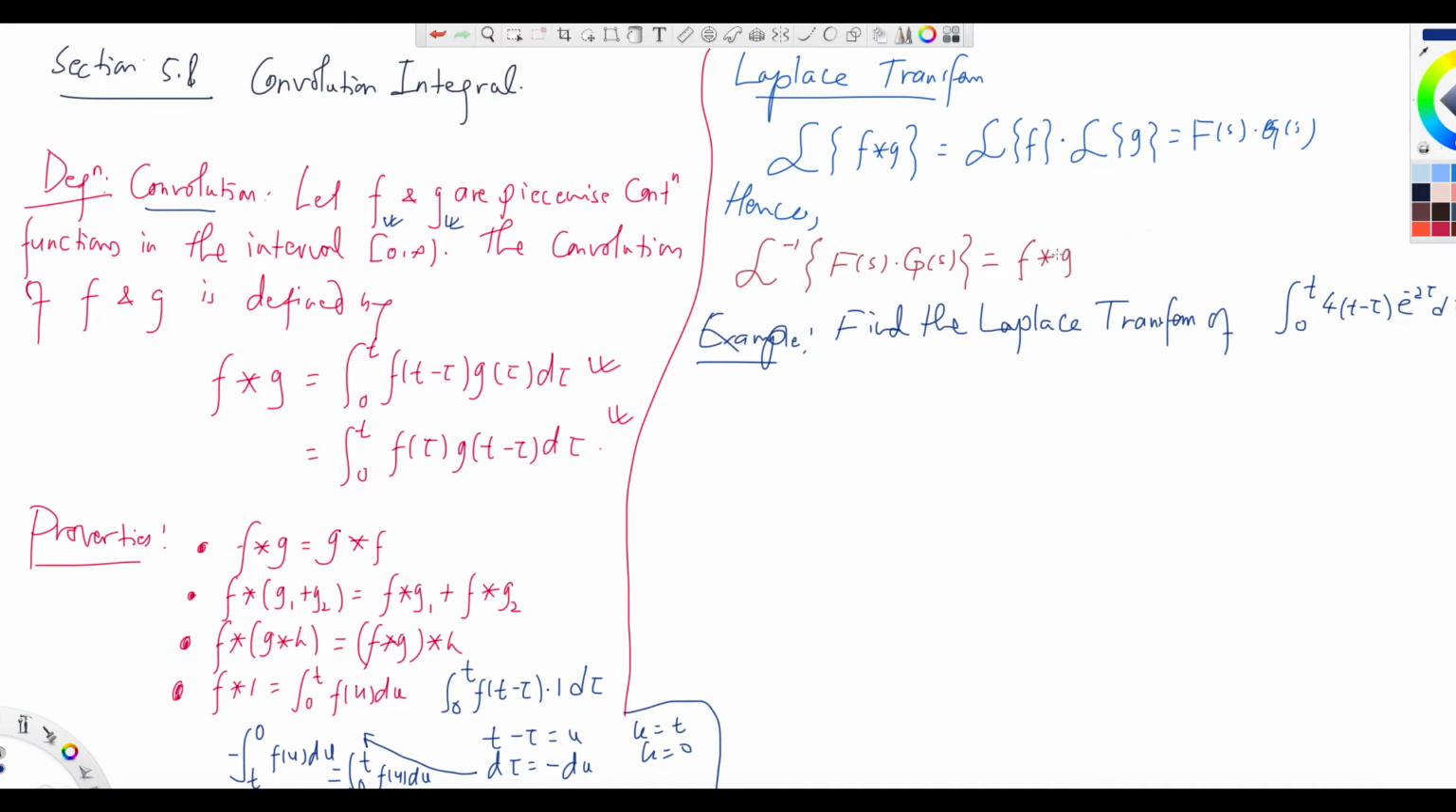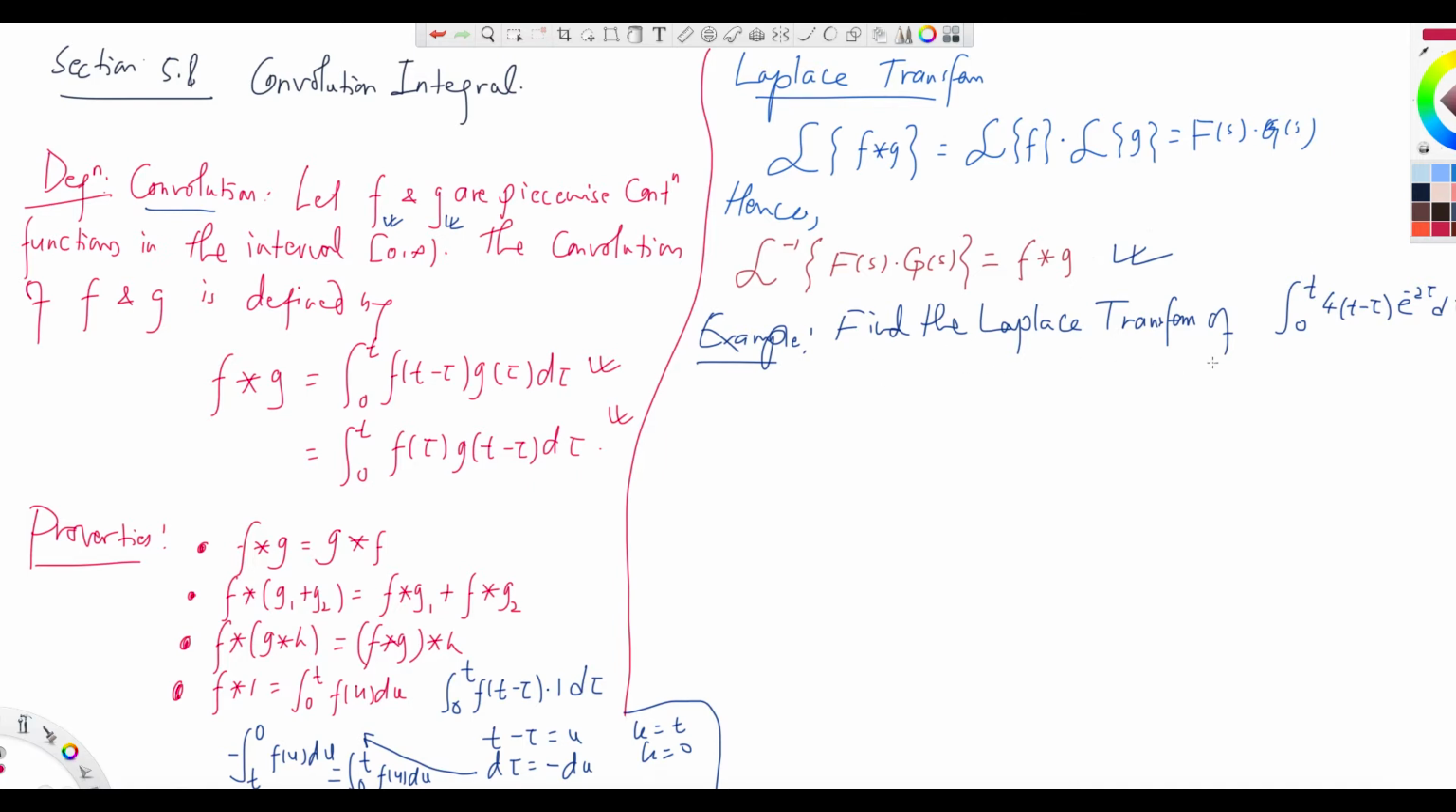Okay, so let us see some examples of how to use convolution to find the Laplace transform of certain functions. And then I will give you another example: how do I use convolution to solve a differential equation as well? So let us do this example.